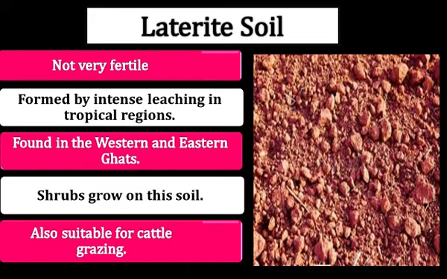Laterite soil. Soil found in the Western and Eastern Ghats and some parts of northeast India is called laterite soil. It is not very fertile because it is formed by intense leaching in the tropical region. Shrubs grow on this soil, and it is also suitable for cattle grazing.